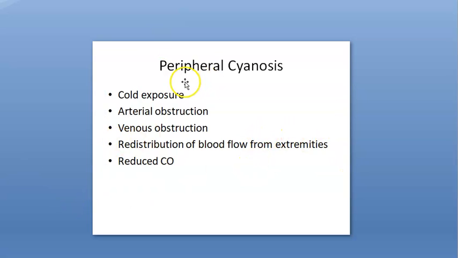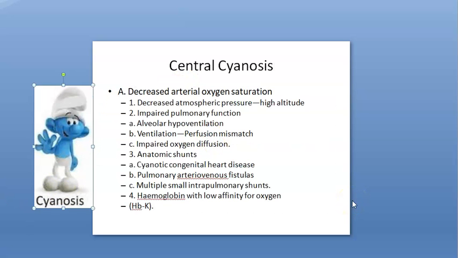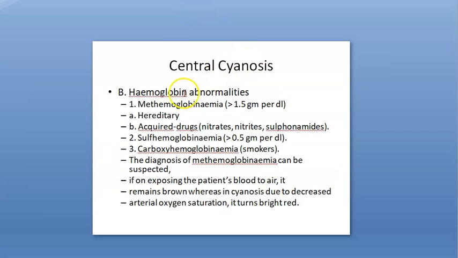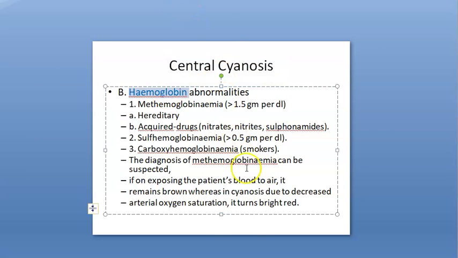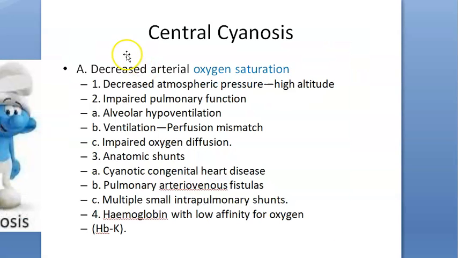Now, why does central cyanosis occur? Central cyanosis occurs because of two things. You have to mention these two. Decreased oxygen saturation or hemoglobin abnormality. These are the two main headings you have to remember. Okay. So when will arterial oxygen saturation be less? When you are at a high altitude, there is less atmospheric pressure. So you can have central cyanosis.